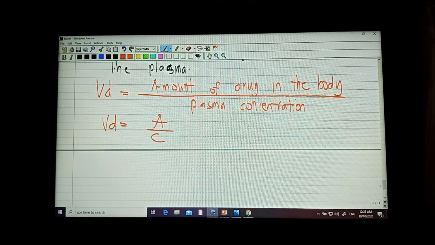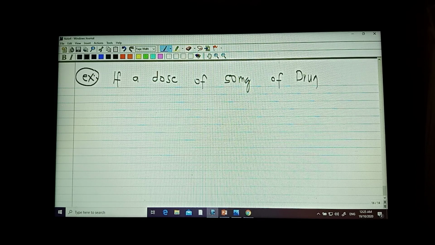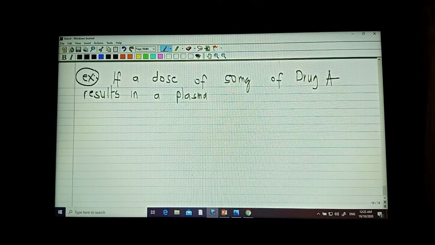Now, let me give you a particular example. If a dose of 50 milligram of drug A results in a plasma concentration of 0.1 milligram per liter.